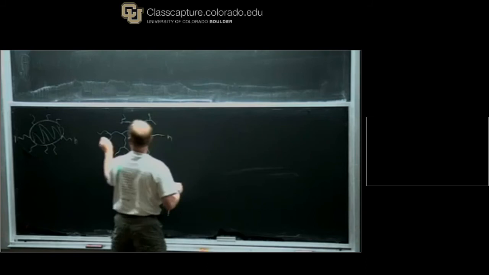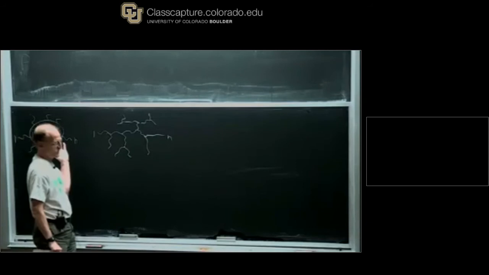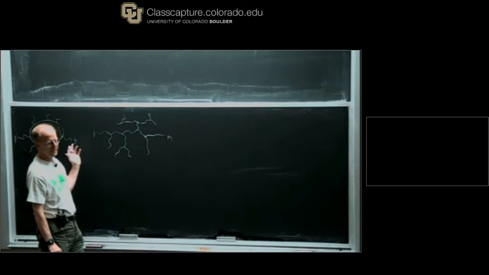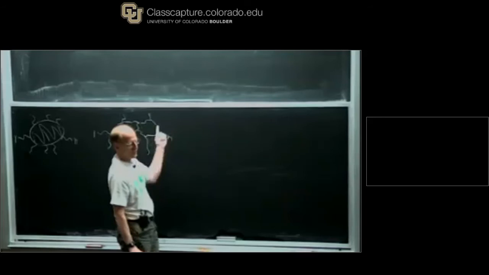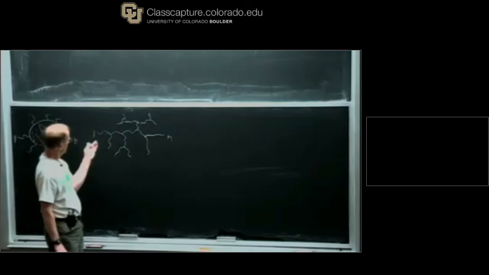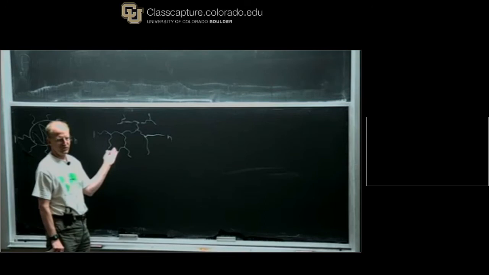So the goal is to make all the color factors look like a half ladder. That'll be something that runs directly from 1 to n, just spitting a bunch of gluons off on one side. This one's different. It has gluons coming off, but some of them are attached to non-trivial trees. So what are we going to do about that?